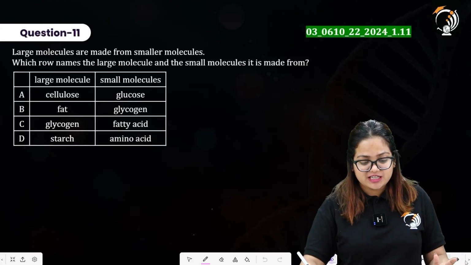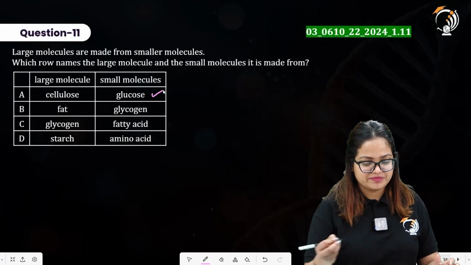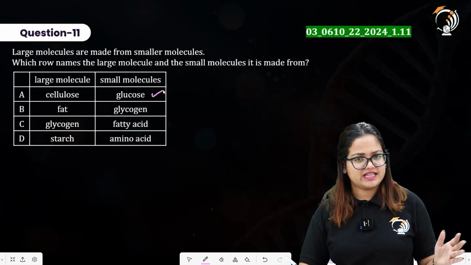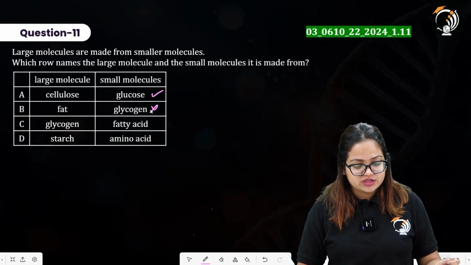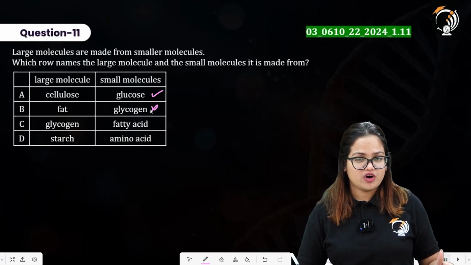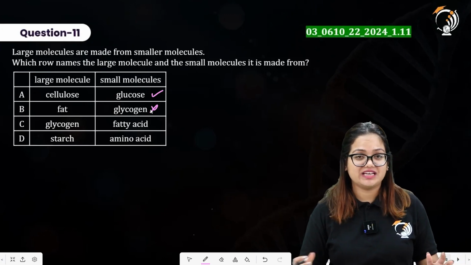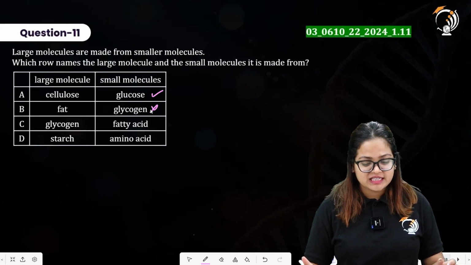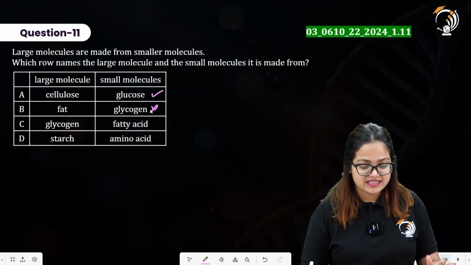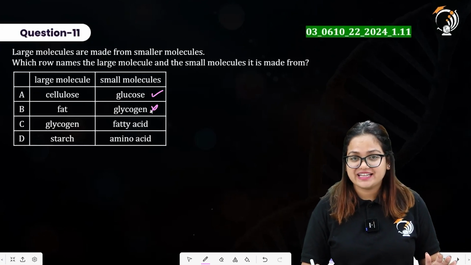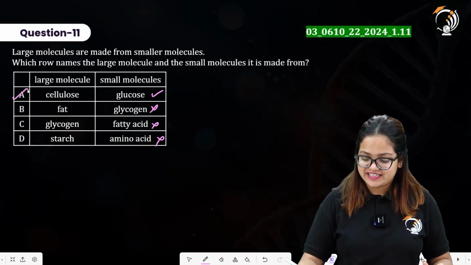Large molecule is the cellulose. It has the smaller molecule, that is glucose. It is the right option. Fat has the small molecule, that is fatty acid and glycerol. This is incorrect over here. Glycogen is having the smaller molecule of, you can say, glucose, and it is a stored form of glucose in animals. It is stored in liver and in muscle cells. Starch is the food stored component in leaves of photosynthesizing plants, and it has a small molecule that is glucose and not amino acid. Option A here is the right answer.